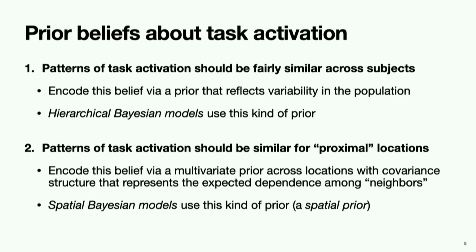And so this is actually the type of prior I'll be talking about today, which is known as a spatial prior. So we're going to have a multivariate prior across different locations, with the covariance representing the dependence that we believe should exist among neighbors, however we define neighbors. And spatial Bayesian models are the type of model that use this kind of prior.